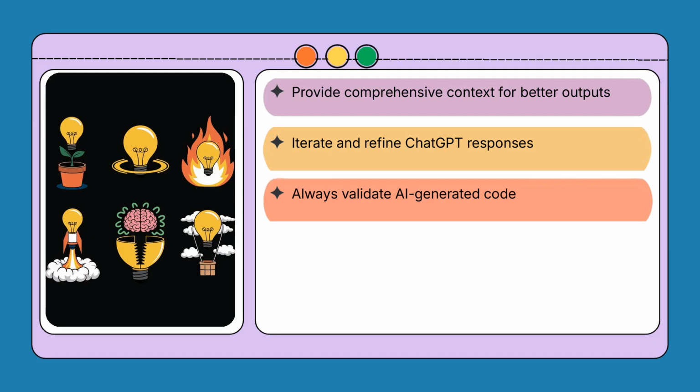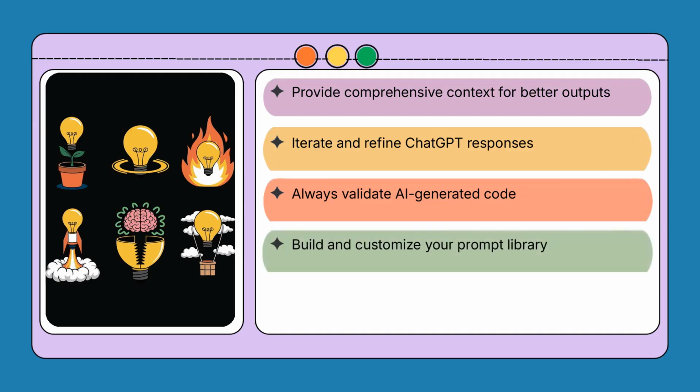Third, validate everything. AI is powerful but not perfect. Always review the generated code and test it on your data. And finally, build a prompt library: save your best prompts, and customize them for different projects.